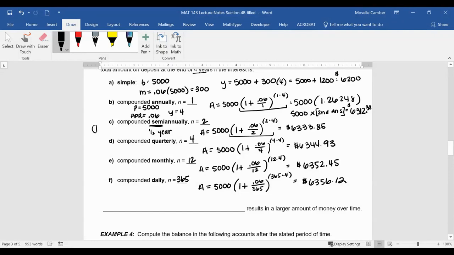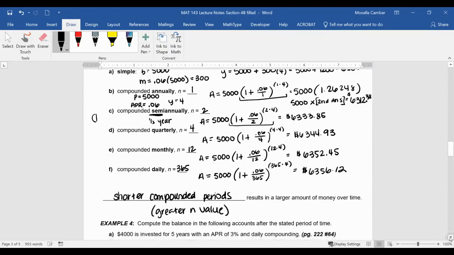Now notice as our n increases, to go from simple to 1, 2, 4, 12, and 365, our balance is increasing. So from this, we see that shorter compounding periods, which means you have a greater n value, is going to result in more money over time. Right? So the more times you can compound your interest, the quicker it increases.